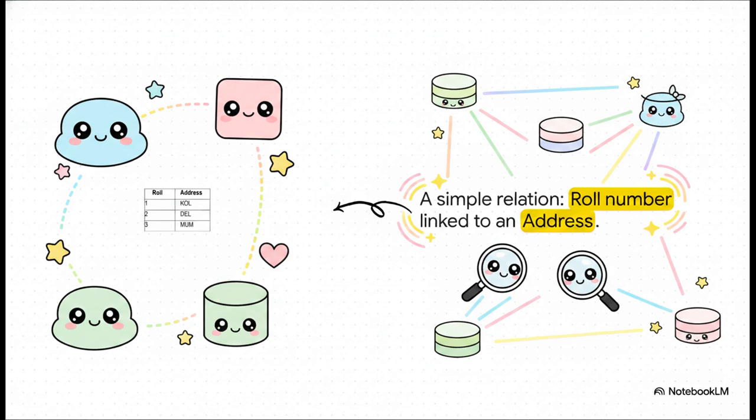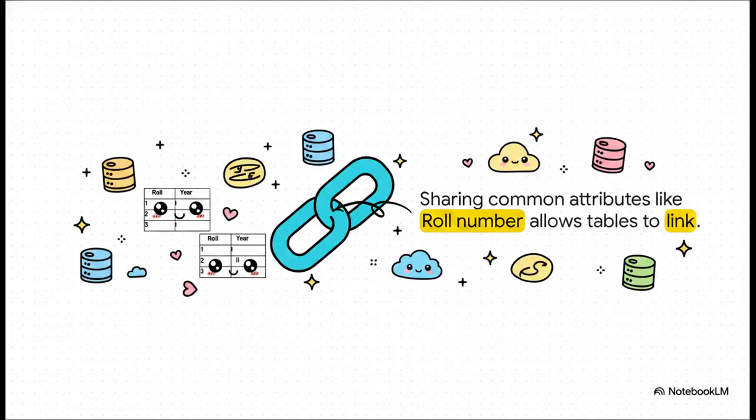And yeah, this single table is super useful. But the real magic of a database doesn't happen in isolation. It happens when we create a related collection of these tables. Let's see how this builds. Imagine a second table that links that exact same roll number to an academic year. Because both of these tables share a common attribute, the roll number, we can actually link them together. We don't have to cram every single detail about a student into one massive, unreadable spreadsheet. We can keep things clean, modular.